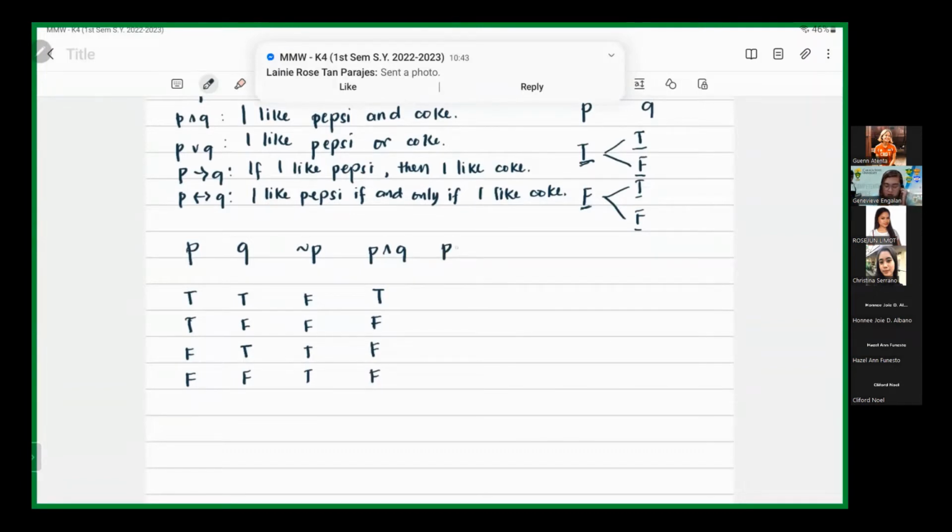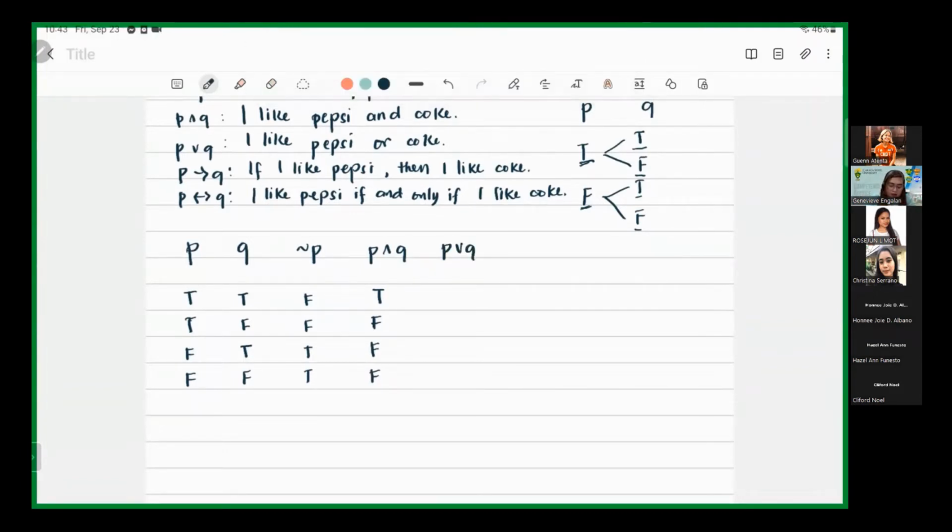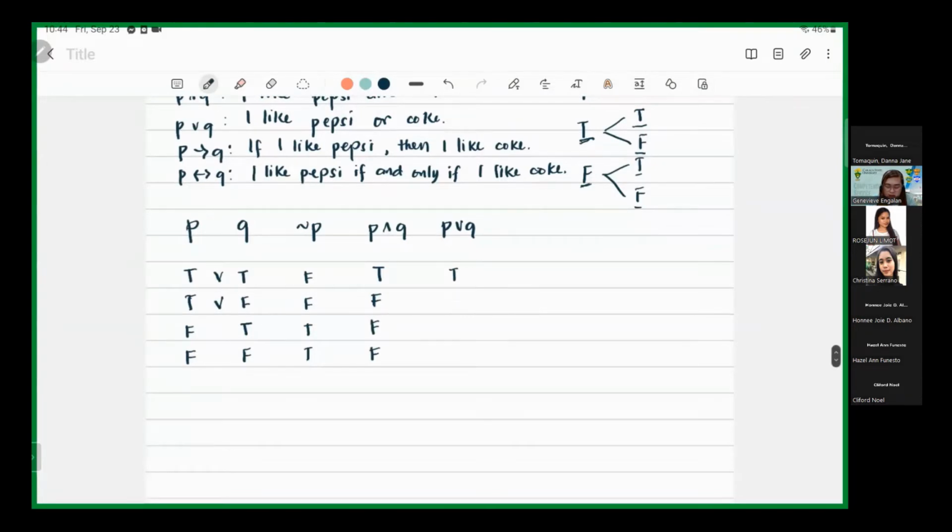Now P or Q. Remember, the and is true only when both are true. The or is false only when both are false; otherwise, it is true. True or true is true. True or false is true. False or true is true. And false or false is false.